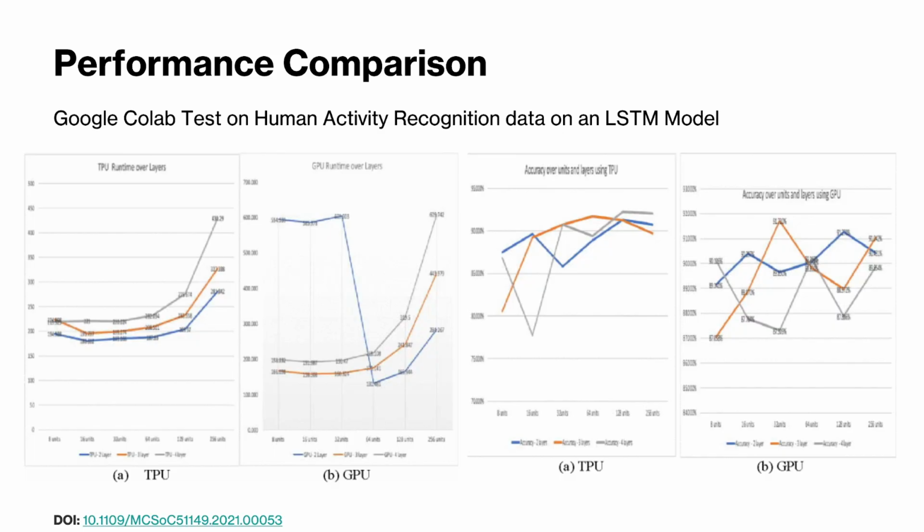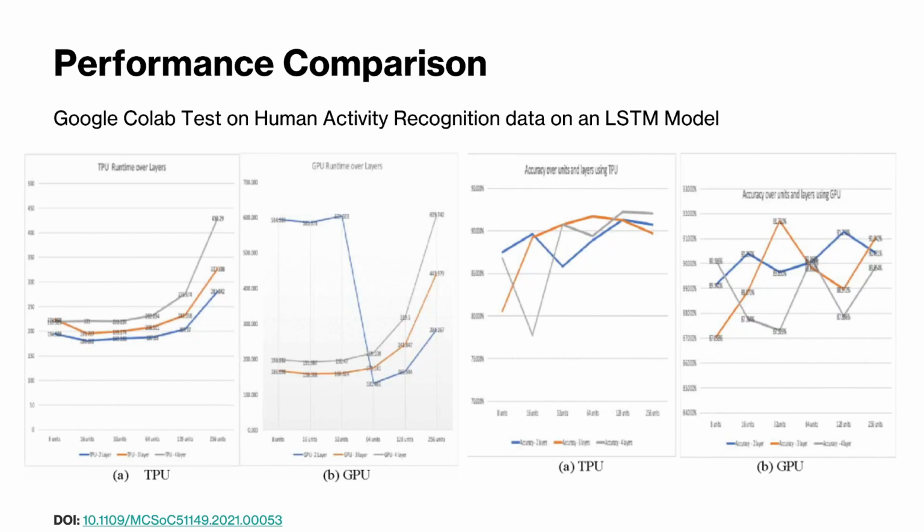Whereas for GPU, we can see that the starting time at 8 units, if you look at the gray and orange lines in the second from the left graph, start a little bit lower at 158 and 166, but then rise much quicker. And at 256 units, if we look specifically at the gray line or the 4 layers, then we can see over 600, whereas for the TPU, its runtime is just about 430.